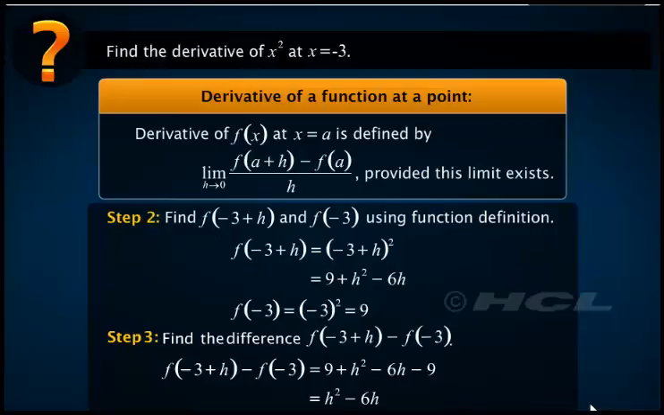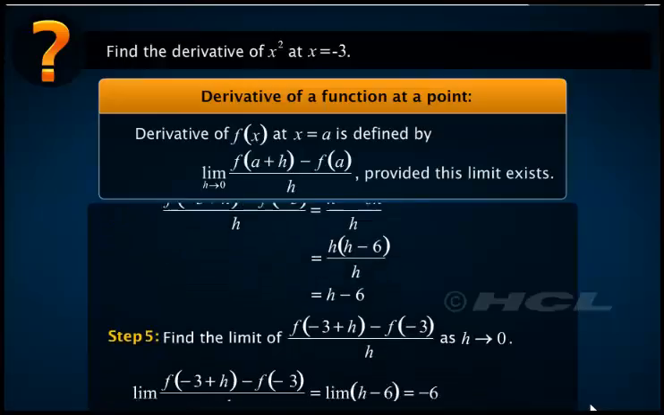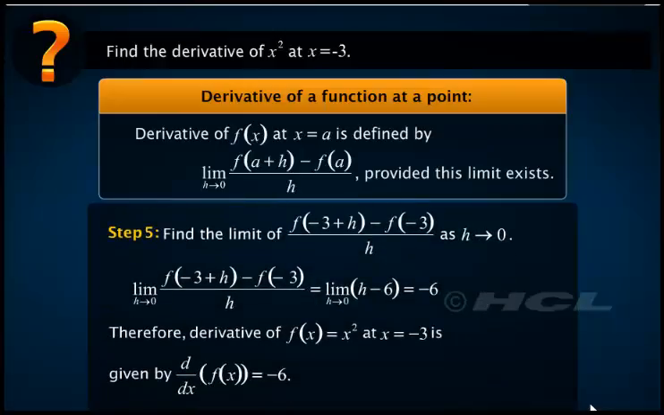Next we find the difference f of minus 3 plus h minus f of minus 3. Now we divide the obtained result by h. Therefore, finally on finding the limit of the obtained result, we obtain the derivative of the given function at x equals minus 3.